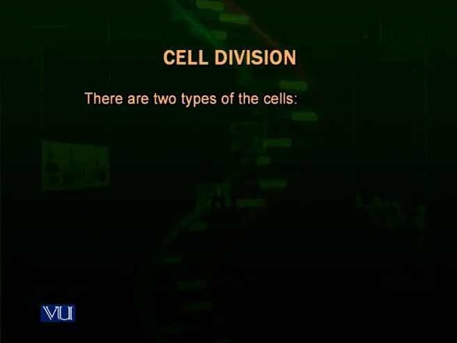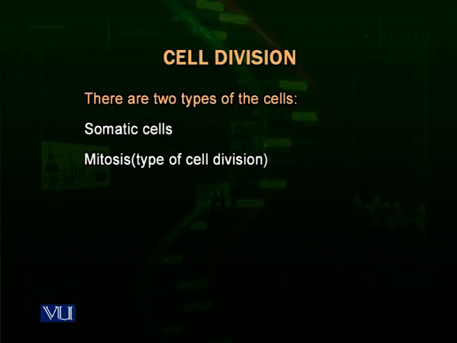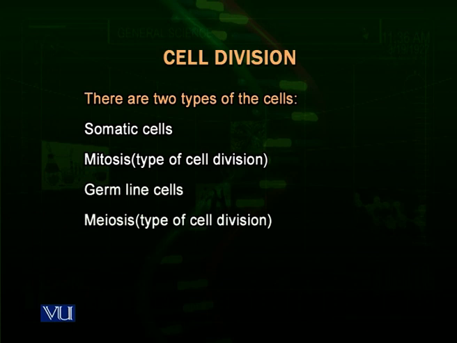There are two types of cells if we are considering the division. So we will talk about some cells called somatic cells. There are some other cells called germline cells. Somatic cells are most of the cells of the body other than the gametes. The germline cells are the cells which are called gametes, which are present in the reproductive organs, testis and ovary of the males and females, and these are the cells which are responsible for making the next generation.